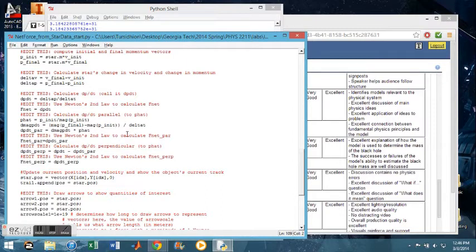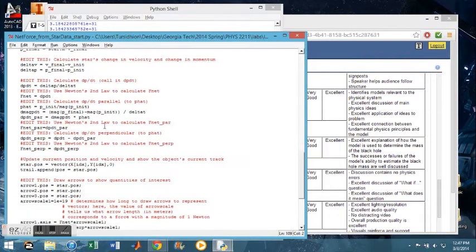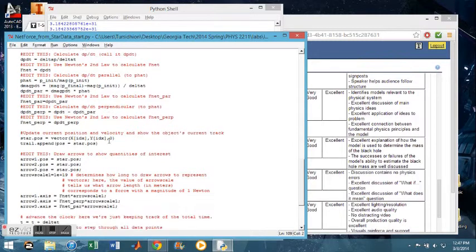So p hat is of course the initial direction of the momentum, so it is p initial divided by the magnitude of p initial, which is just a unit vector. d|p|/dt is the change in magnitudes of momentum divided by dt, and multiplying these two together, we get the dp/dt parallel component right here. Due to Newton's second law, we know that this is equal to the parallel component of the net force.